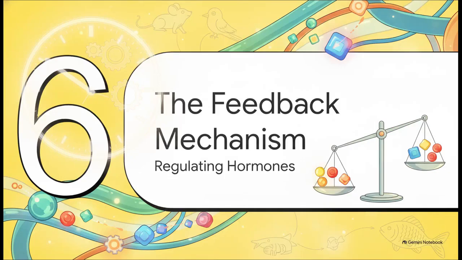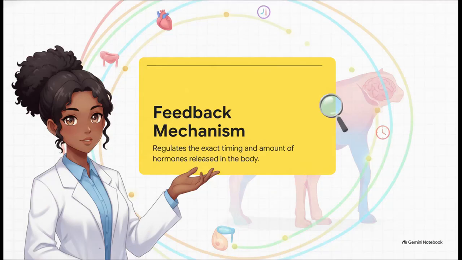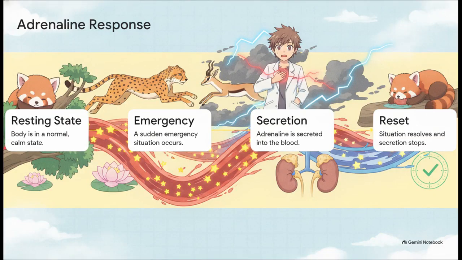And finally, Section 6, the feedback mechanism. Now that we've finished our physical tour of the major endocrine glands, a huge, obvious question remains. How exactly does our body know when to release these powerful chemicals and how much to release? The answer is the feedback mechanism. It's an incredibly intelligent internal regulatory system. It ensures that hormones aren't just randomly flowing all the time, but are only released exactly when they're needed and in highly precise amounts. Let's actually walk through this using our adrenaline response as a step-by-step example.